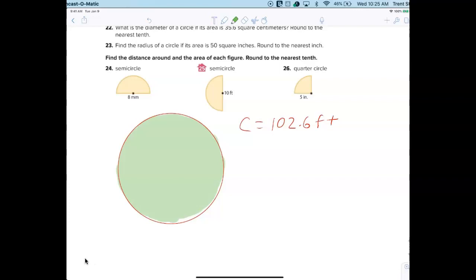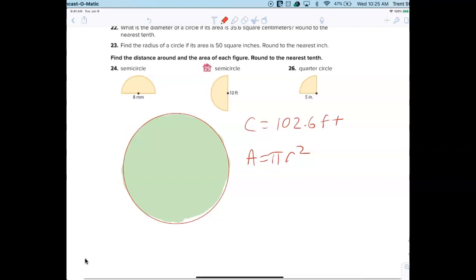I have to find the area, but in order to find the area, they give me the circumference. What do I need to find the area? What's in the formula? I need the radius. That's what we're thinking about. So the first thing you should write down is I need to figure out what pi r squared is. The problem is I don't have the radius.